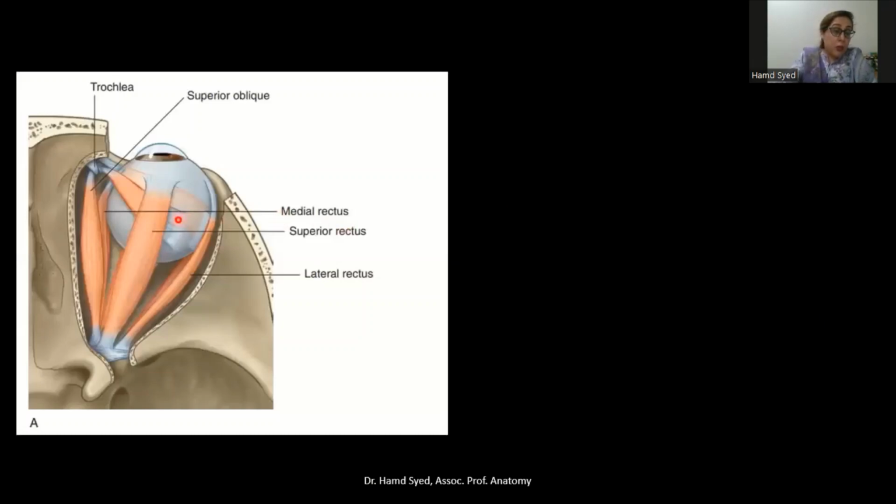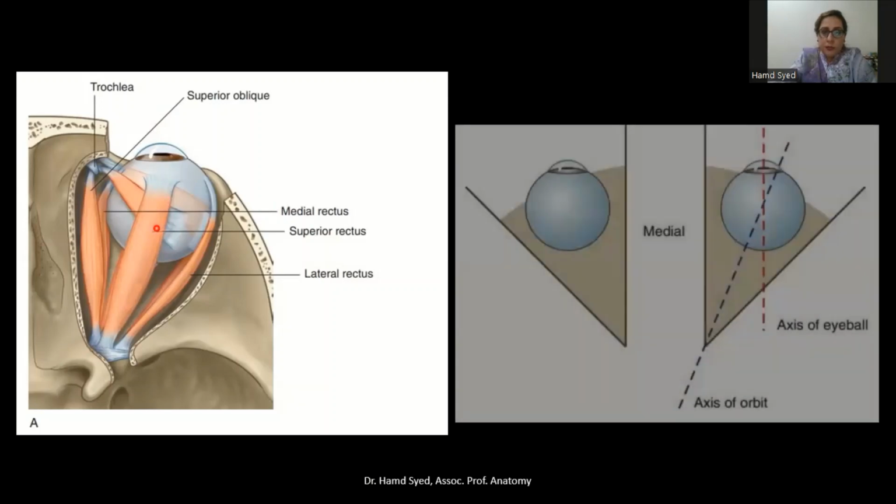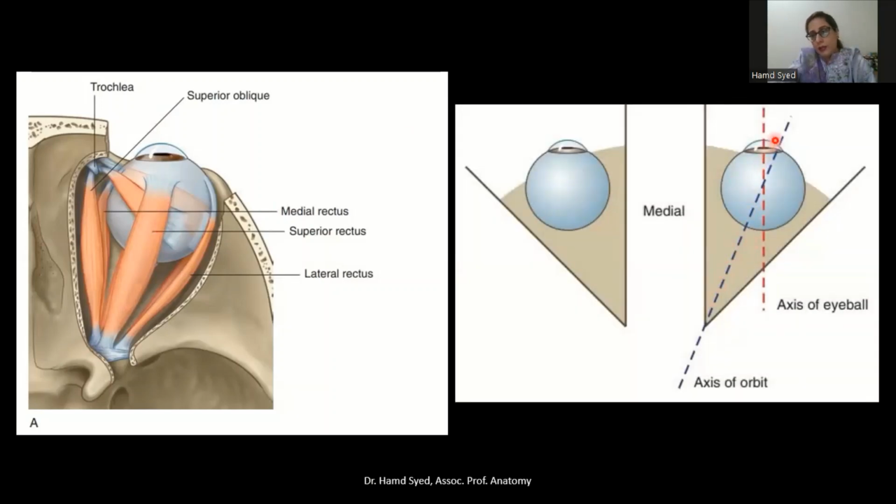So here is the view of the eyeball within the orbit from above. And you can see the origin of this superior rectus muscle. It is medial. And here you can see the eyeball, which is facing directly forwards. This would be the axis of the eyeball. And the point of insertion of this muscle, you can see the pathway of this muscle, although the body of the muscle is straight, it is directed laterally through the orbit. And this shows us the axis of the orbit, and this shows us the axis of the eyeball.